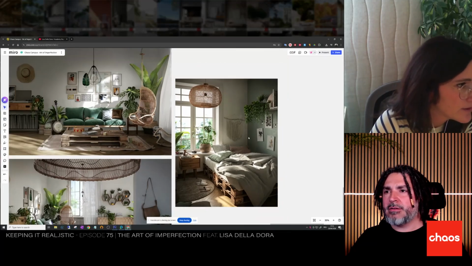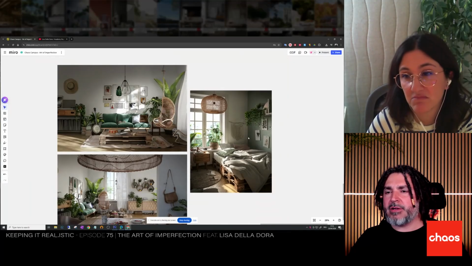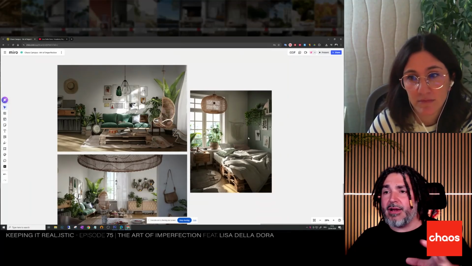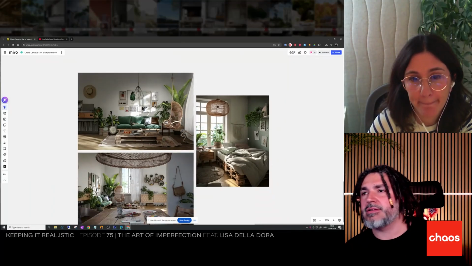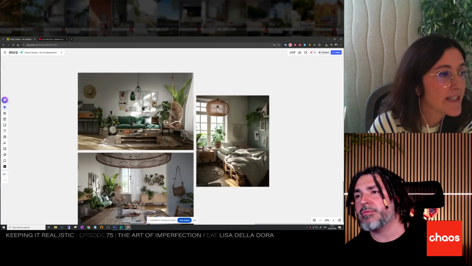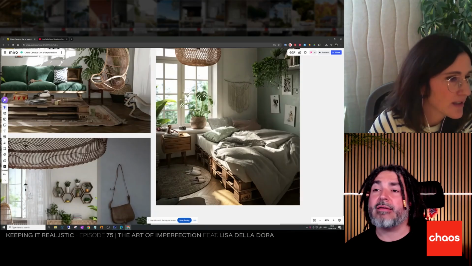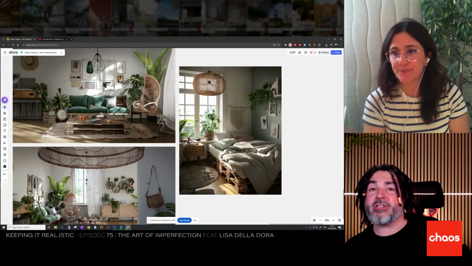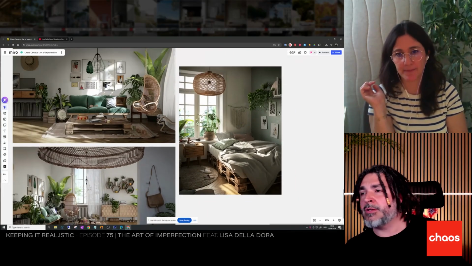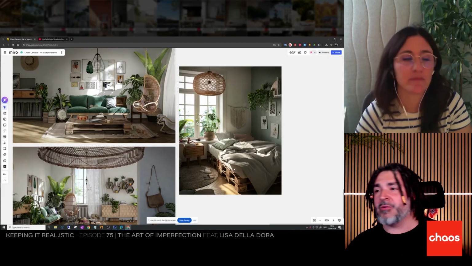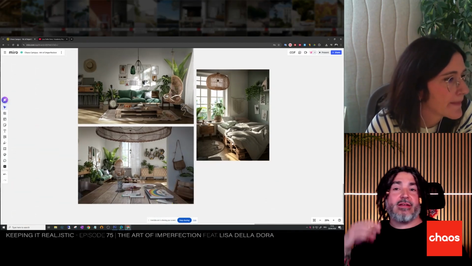Two of them are the dining and living, and the third one, is it a bedroom? Yes, it's the bedroom. So it's also 3 spaces, which is important to know. It could have been the living room from different angles, but it's 3 different spaces.